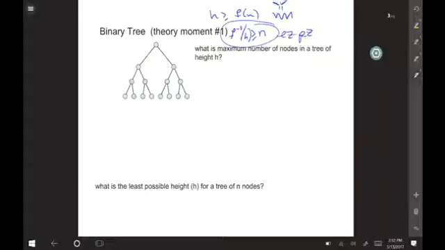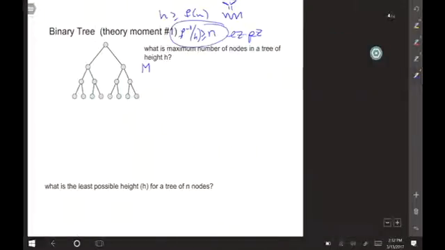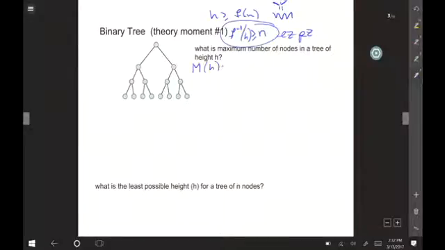I'm going to hypothesize a function called m. So here, capital M plays the role of that inverse function. Okay, m of h. And I don't know what this function looks like, but it's going to represent for me the very largest number of nodes, the very greatest number of nodes that you can have in a tree of height h. So this is the max number of nodes in a tree of height h. Okay, it's parameterized by h instead of n. All right.